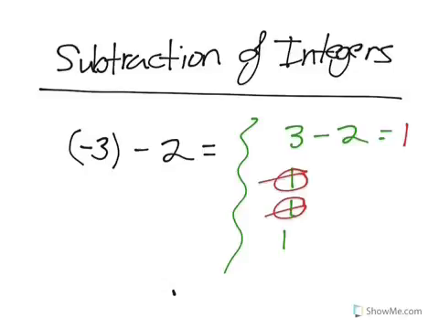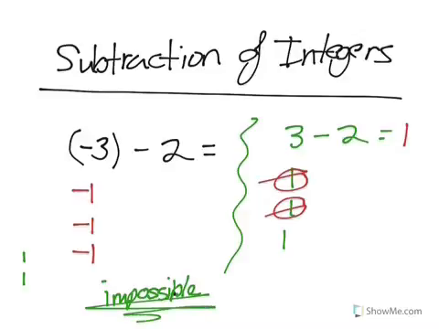But here I have negative 3. Negative 1, 2, 3. It's impossible to remove positive 2. You know why? There are no positive 2's. I need to find 2 positives in there to take it away. I can't. Right now, it's impossible. So the question is, how do we make it possible? And for that, we have to start adding in zeros.